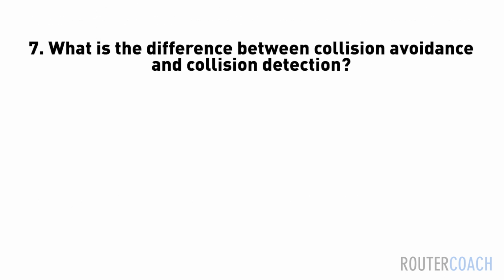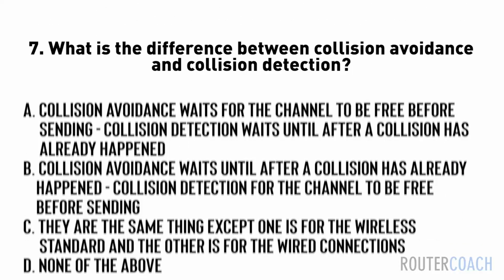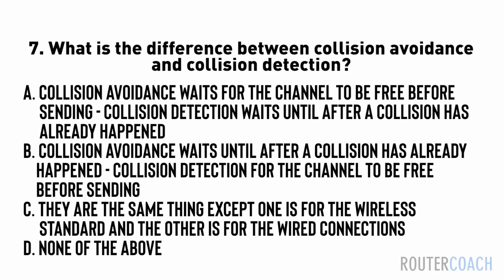7. What is the difference between collision avoidance and collision detection? A. Collision avoidance waits for the channel to be free before sending. Collision detection waits until after a collision has already happened. B. Collision avoidance waits until after a collision has already happened. Collision detection waits for the channel to be free before sending. C. They are the same thing except one is for the wireless standard and the other is for the wired connections. D. None of the above. The answer is A.